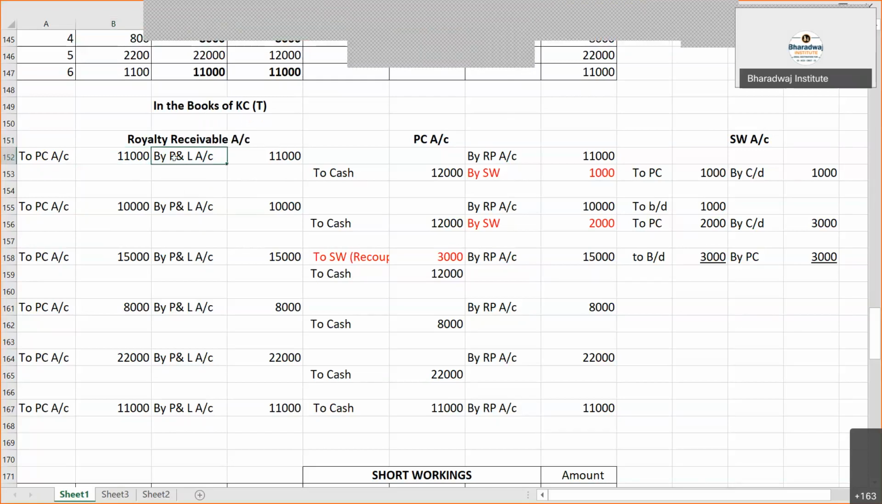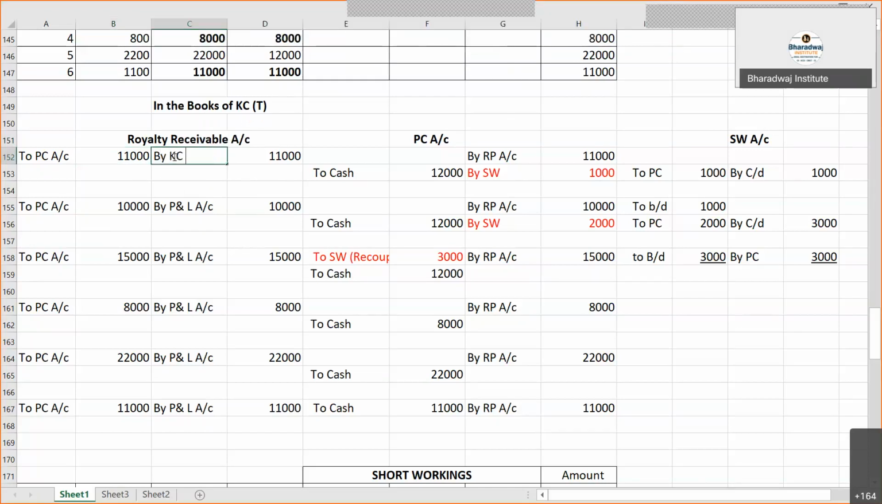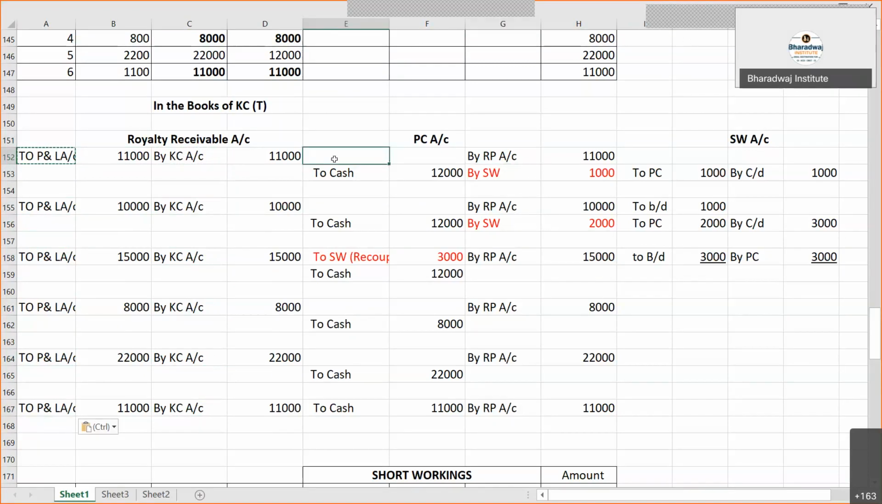It will be like by KC account. Just a mirror image, that's all. Instead of by P&L account, it is going to be to P&L account because it's an income that will be transferred to P&L account. Don't copy because it's unnecessary. Just the side change. Instead of by royalty payable, it is going to be to royalty receivable account.